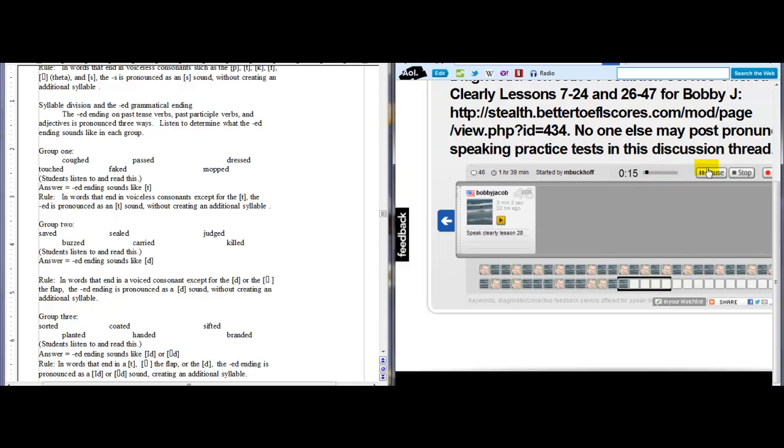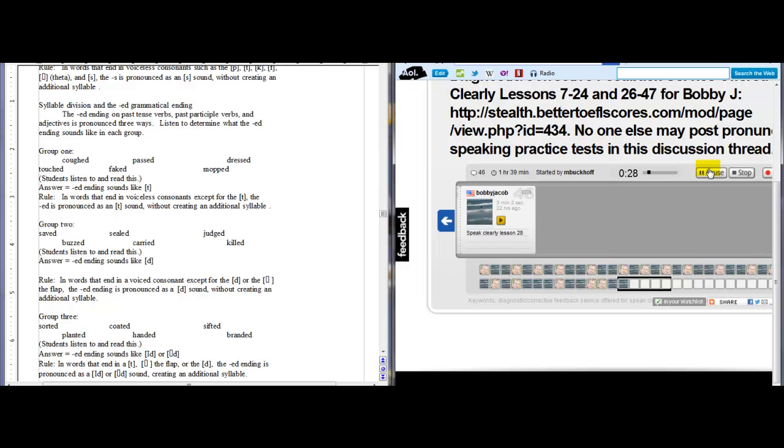Syllable division and the ed grammatical ending. All right. Group 1. Cuffed, passed, dressed. Exactly. So in all three cases, the ed is pronounced as a T because you have the F and the S. These are voiceless consonants. So then the T is also a voiceless consonant.